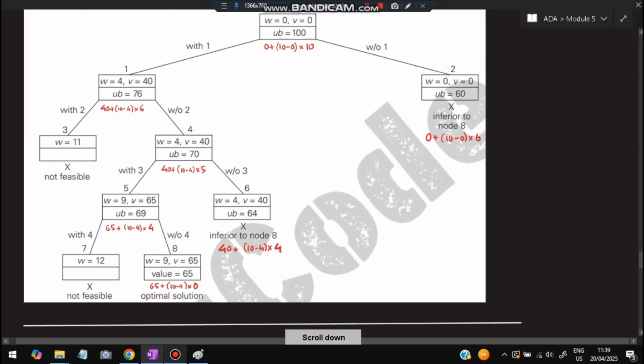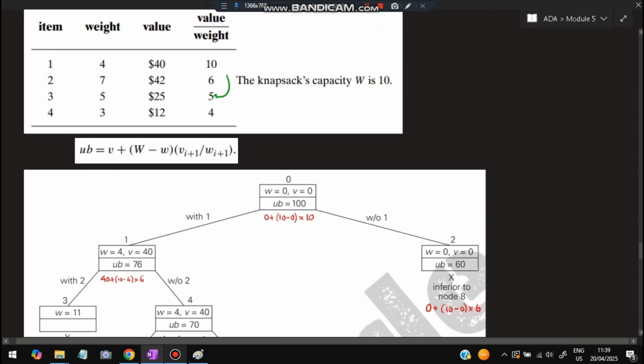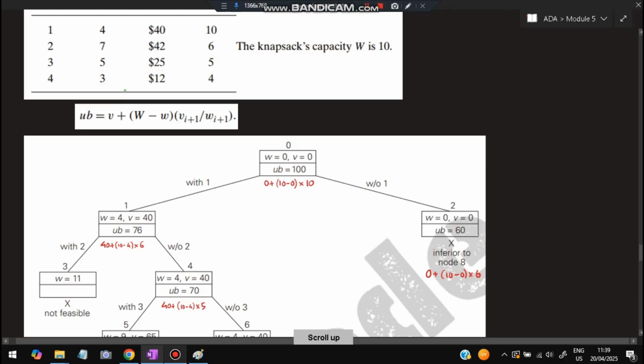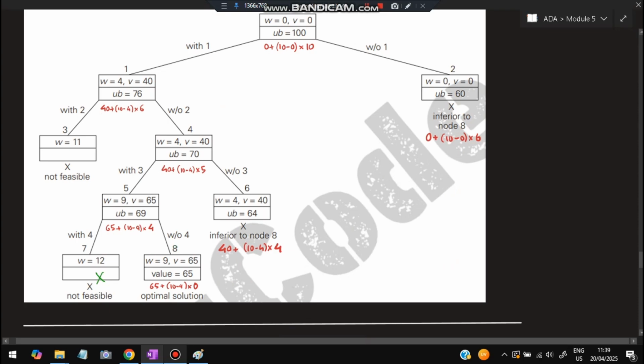Now I have got the W and V value. I have to calculate the UB value. UB will be V plus 10 minus W into the next ratio. Now I am in the third zone. The third zone's next ratio is 4. So I'll be multiplying it with 4. I'll get the value as 69. Now again, I'll be considering the fourth item. If I consider it, the weight will be 12, because if I consider the first, third and fourth item, it will become 4 plus 5 is 9, 9 plus 3 is 12. 12 cannot be taken. Next, if I don't consider the fourth item, what will be the thing?